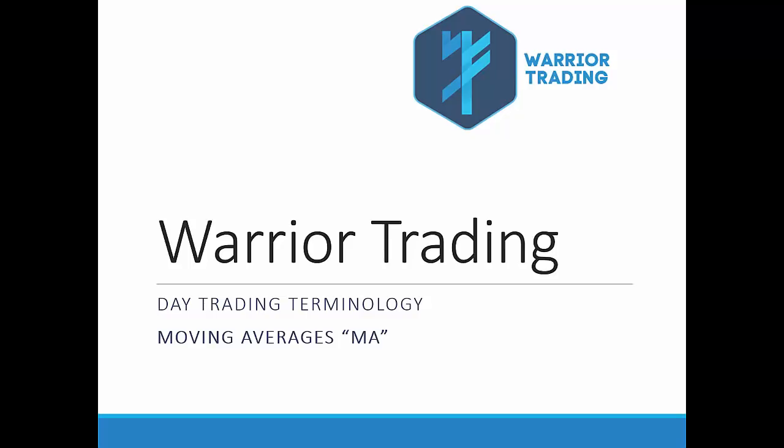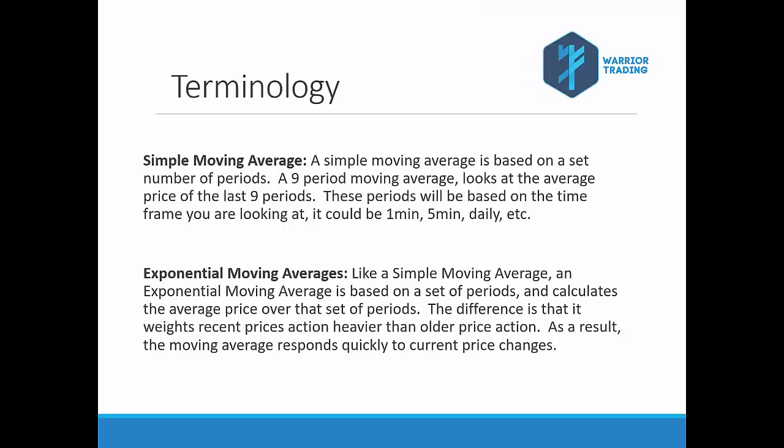All right, so the term of the day, moving averages, sometimes called MAs or EMAs. Now, a simple moving average is very simply the average price over a set period of time. So if you're looking at a 9-period moving average, you're looking at the average price over the last 9 periods. Now, if you're looking at a 1-minute chart, the average price of the last 9 1-minute candles is going to be different than the average price of the last 9 daily candles, for instance.